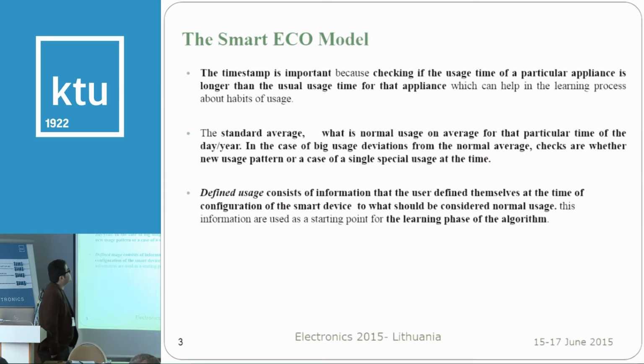Each of them, for example, the time stamp, can tell us if the usage time of a particular appliance is longer than the usual usage time for that appliance. A standard average can tell us what is normal usage on average for that particular time of the year. And the last one is where the user can configure the preference for that system at the beginning of the implementation.